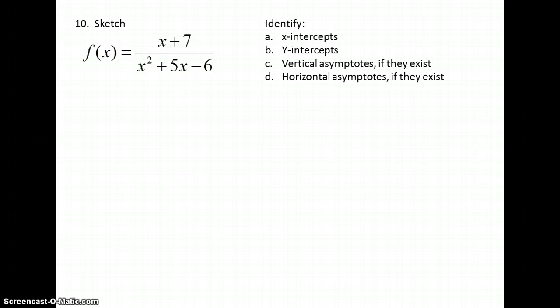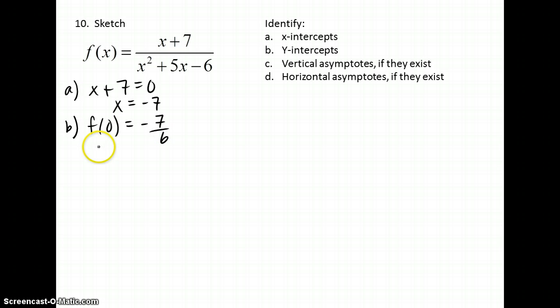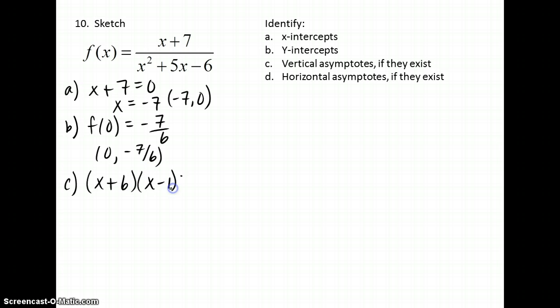Okay, lastly, now sketch this one. X-intercepts, set the numerator equal to 0, so x is equal to -7. Y-intercepts, replace x with 0, we get -7 over 6. So for graphing purposes, that'll be a little bit to the left of -1, or below -1. And then -7, 0. Okay, vertical asymptotes occur when the denominator is 0. So when I factor the denominator, it factors to x plus 6, x minus 1. So x equals -6, x equals +1 will be our vertical asymptotes.